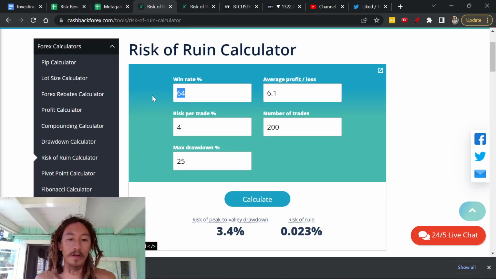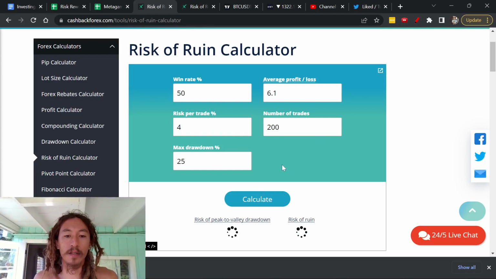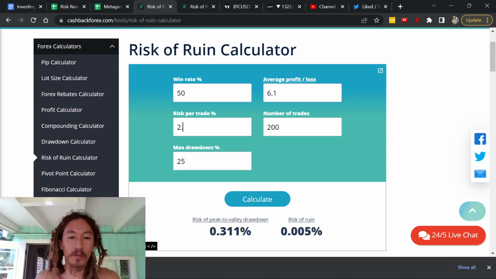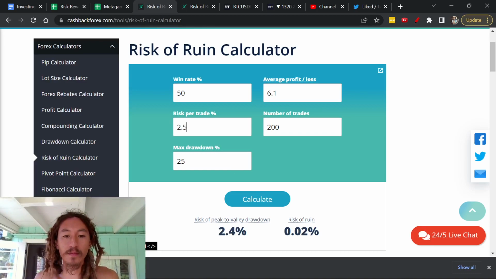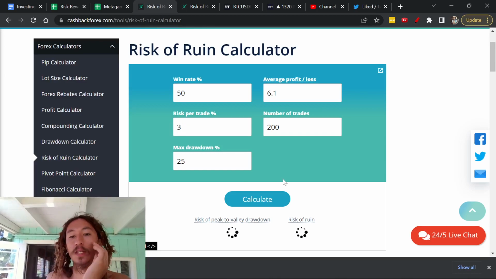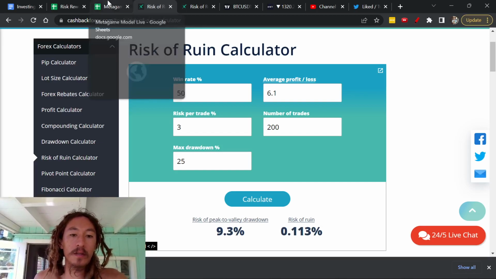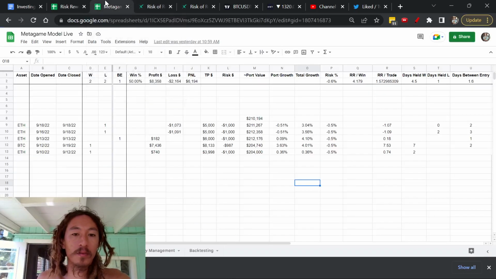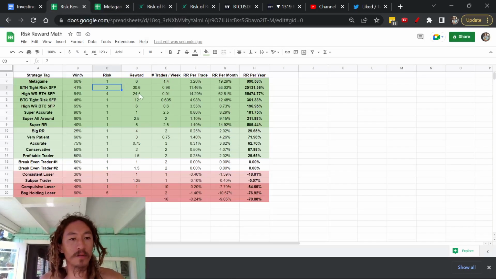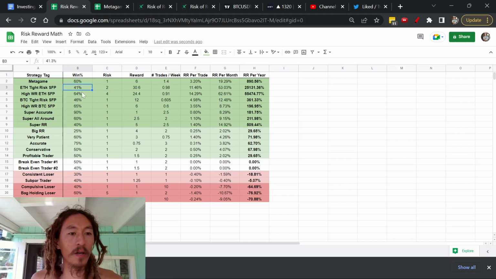Now, say that my win rate is not actually that high. Say it's 50%. If it's 50% and I'm wrong, then I don't necessarily want to risk more than 2%. I could risk maybe 2.5. 3 would still be reasonable. So I have a lot of margin for error here.